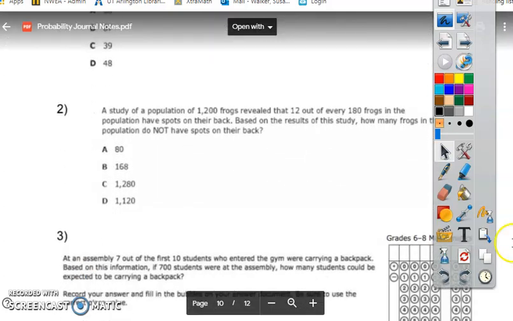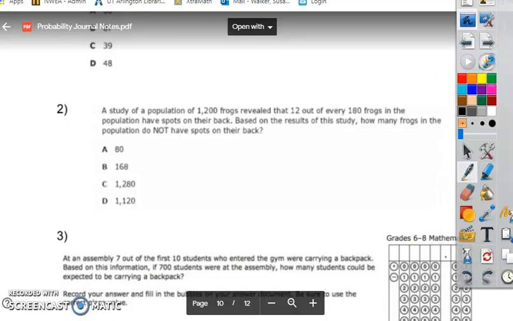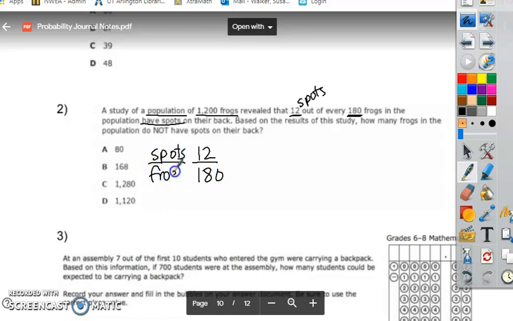Number 2. A study of a population of 1,200 frogs, there's that word, revealed that 12 out of every 180 frogs in the population have spots. Okay, so 12 have spots. Now, hopefully right now you're seeing a ratio here. Okay, 12 out of 180. So 12 have spots out of all of the frogs.